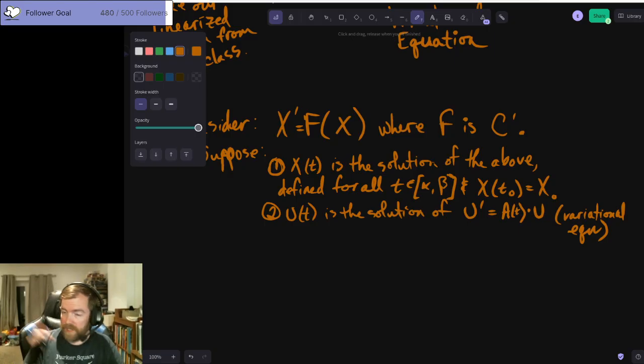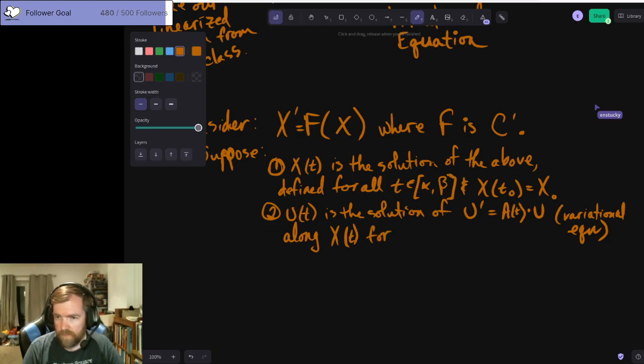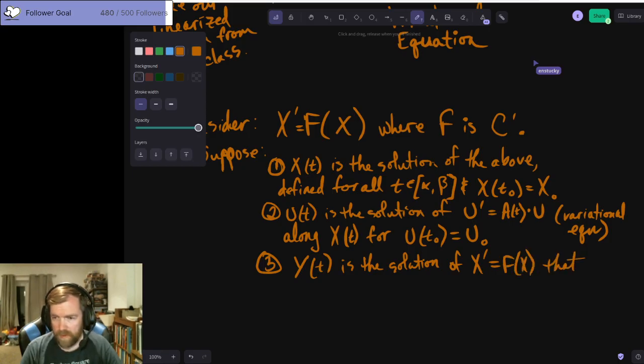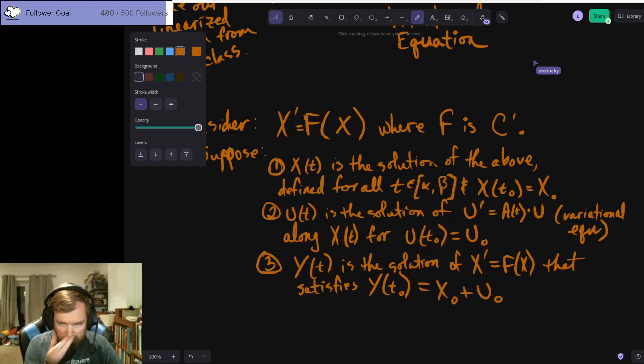So u prime equals A of t times u, which is our variational equation, along x of t, for u at t sub 0 equals u sub 0, and y of t is the solution of, nope, x prime is equal to f of x, with x at t sub 0 equal to x sub 0 plus u sub 0.